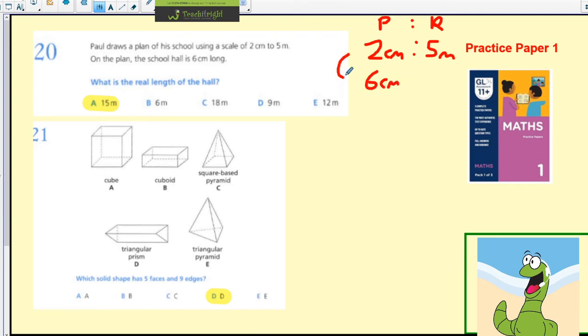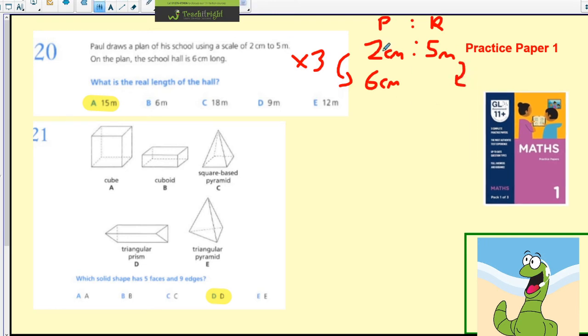So now I ask myself, well, okay, I went from here to here. How much bigger is it? It was 3 times bigger. To go from 2 to 6, times 3 is 6, so it's 3 times bigger. So the change is going to be the same here. So if it's 5 meters, it was 2 centimeters, this is going to be 3 times bigger as well. So 15 meters. And that means the answer is 15. 15 meters, I should say.